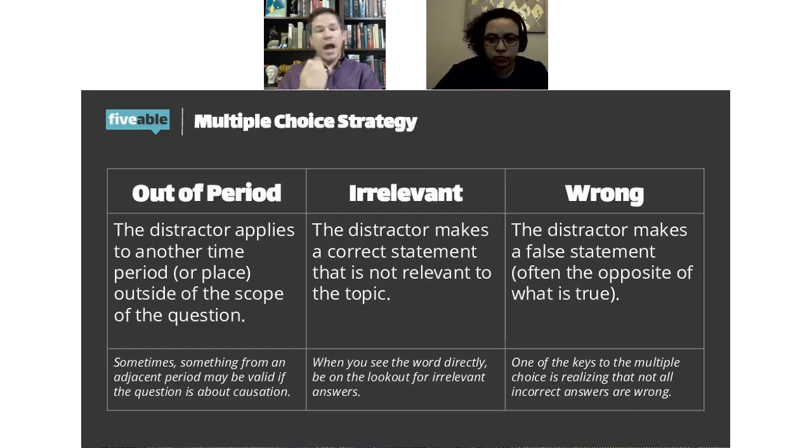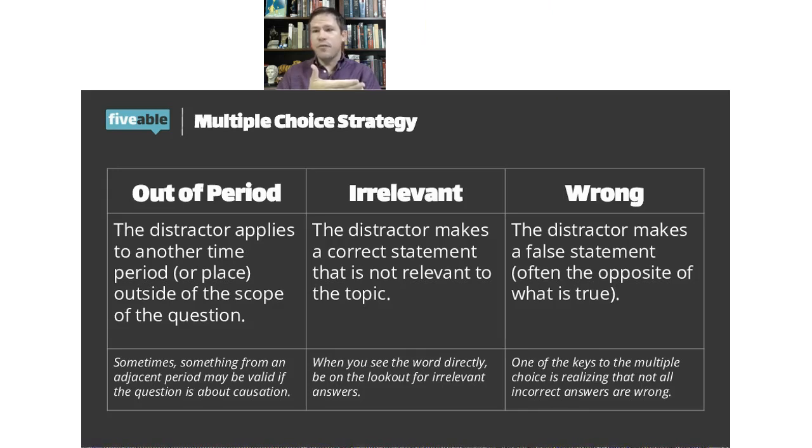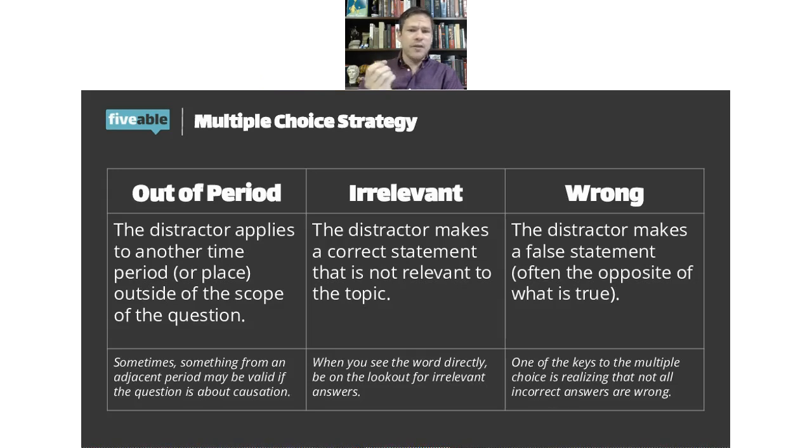Because the problem that I've run into sometimes is, you've probably seen some homemade question sets, or question sets that have come with a book, and you're like, this is more of a reading comprehension kind of thing. This really isn't following the format of the College Board questions. So as far as this goes, I've got 3 types of distractors. What a kid needs to realize is that most of the incorrect answers aren't wrong. Okay, they're not wrong. And so first of all, out of period.